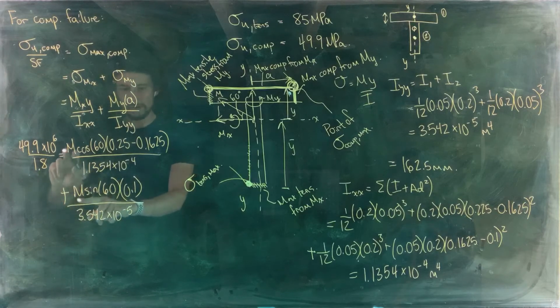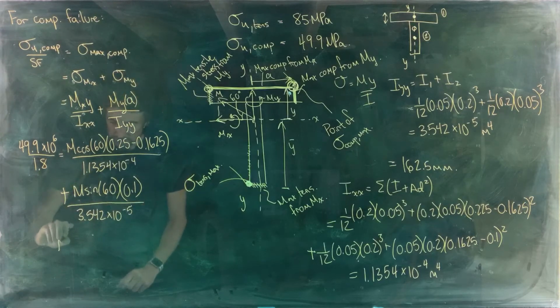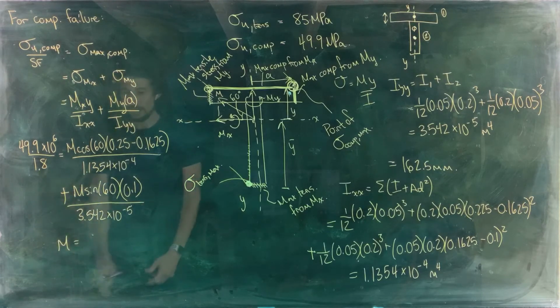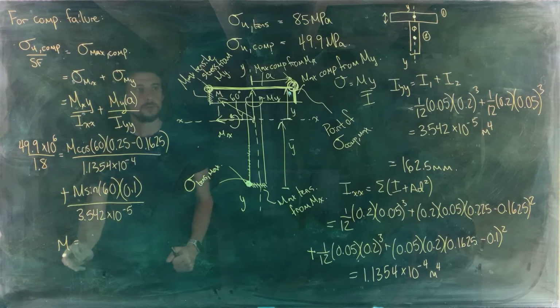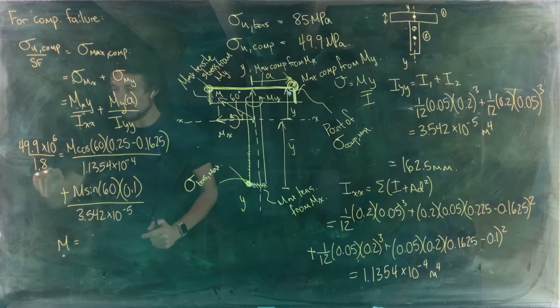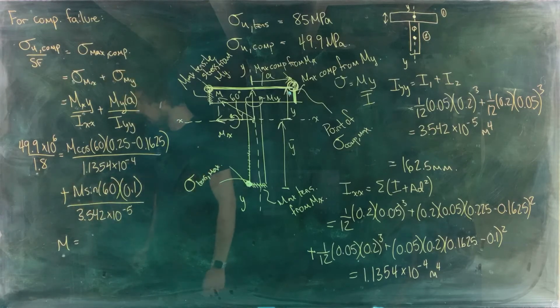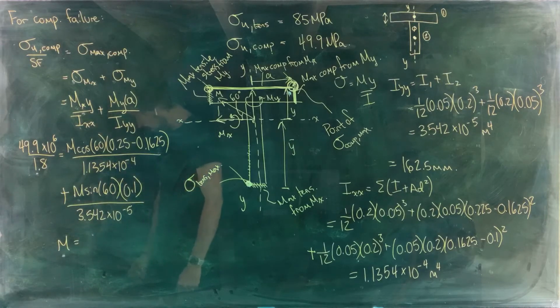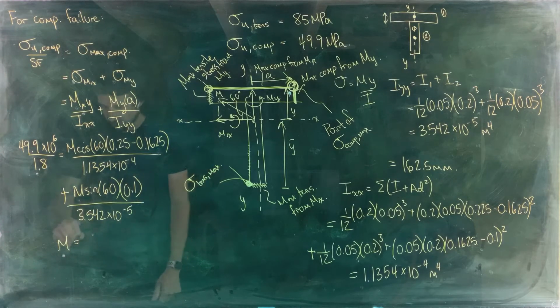So we only have one variable in this equation, M. So solve for M, and that would be the maximum moment that can be applied to the beam at an off-axis angle of 60 degrees to the horizontal before our safety factor of 1.8 is met. So that comes out to be, or when I did it, it came out to be 9.8 kilonewton meters.